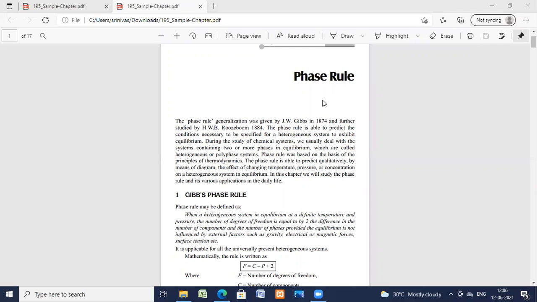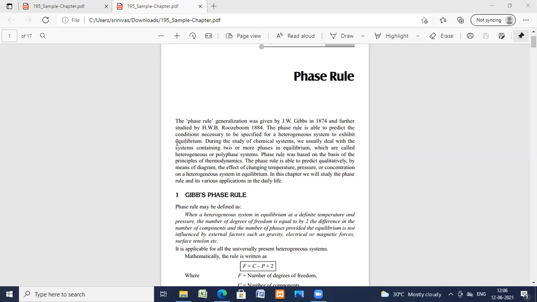Hello. Today, the learning objective is about phase rule. To study the behavior of heterogeneous systems, phase rule was proposed by Willard Gibbs in 1874. So, the phase rule generalization was given by J.W. Gibbs in 1874.